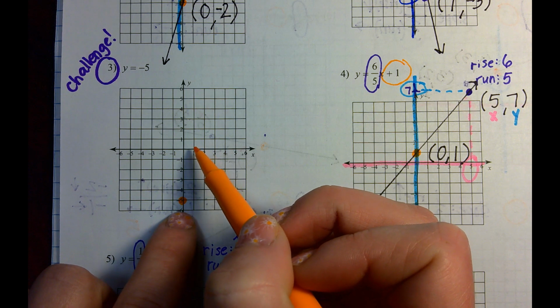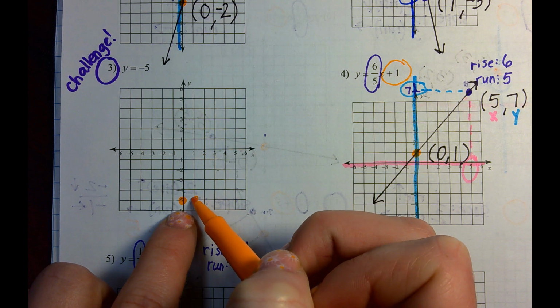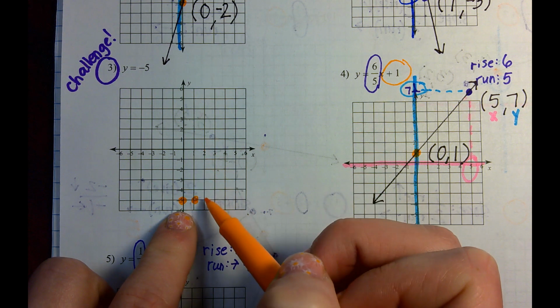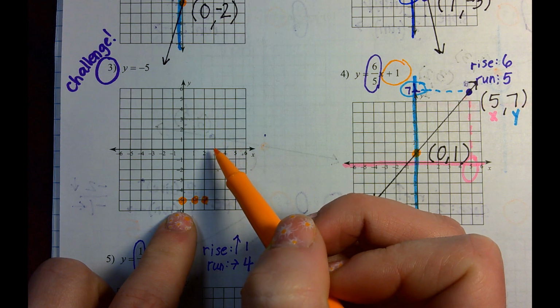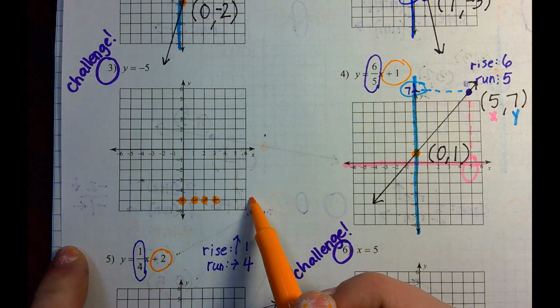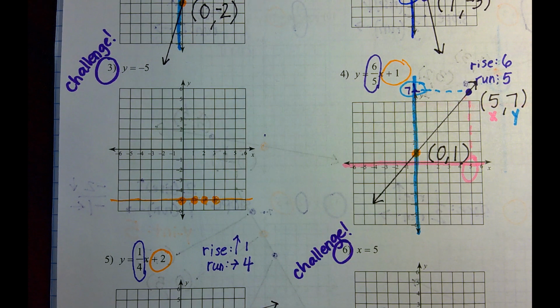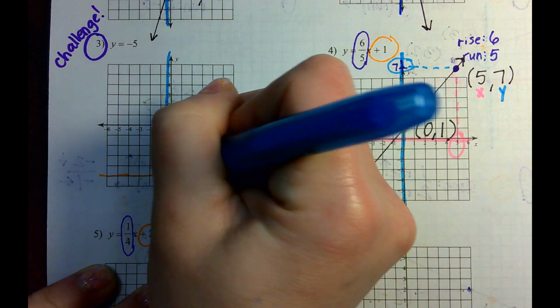When x equals 1, y is -5. When x equals 2, y is -5. When x equals 3, y is -5. Because this is where it's lining up, right here. See that? So this is the y-axis. Here's -5.